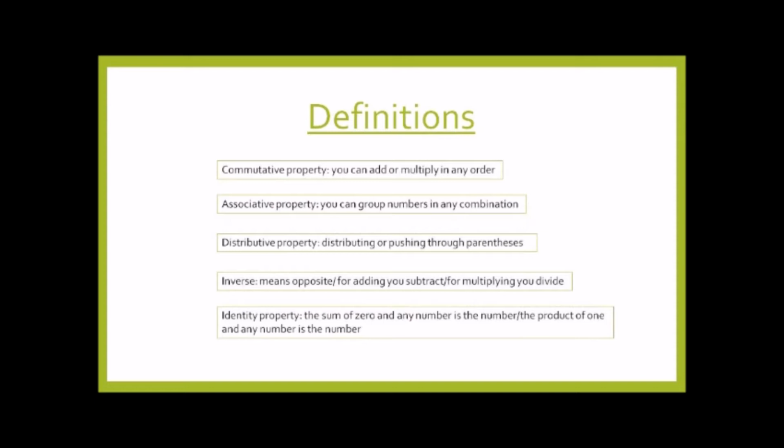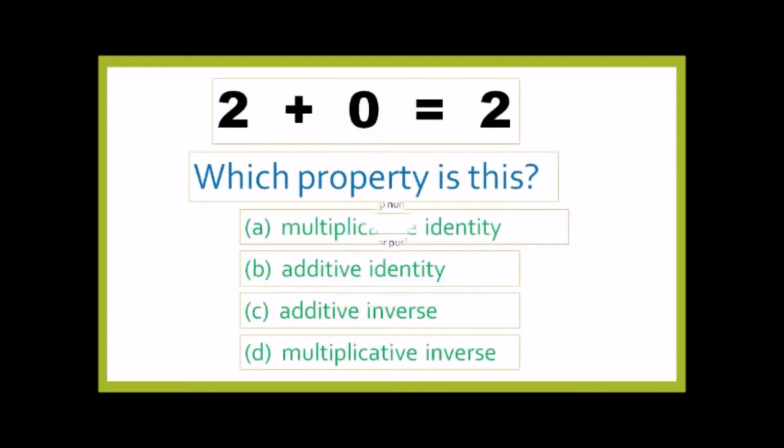So for commutative, you can add or multiply in any order. For associative property, you can group numbers in any combination. For distributive property, you distribute or push through parentheses. And inverse means opposite. For adding, you subtract. For multiplying, you divide. Identity property, the sum of 0 and any number is the number, or the product of 1 and a number is that number. Okay, the first one you have to look at is 2 plus 0 is equal to 2.